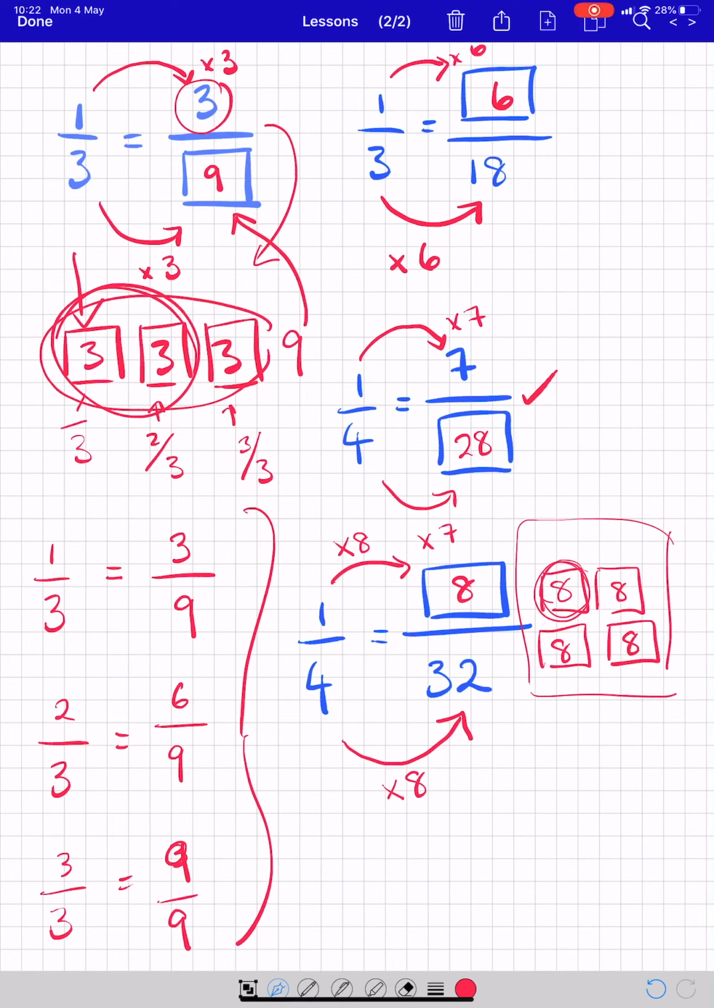All right, I hope that makes sense, and it's just a really simple lesson on some equivalent fractions. So good luck with the questions.